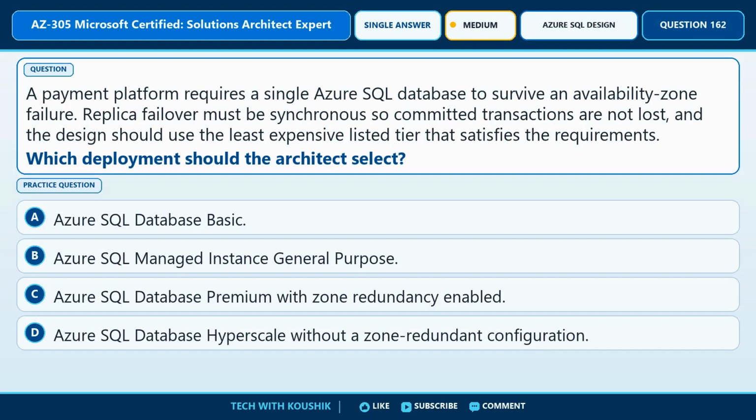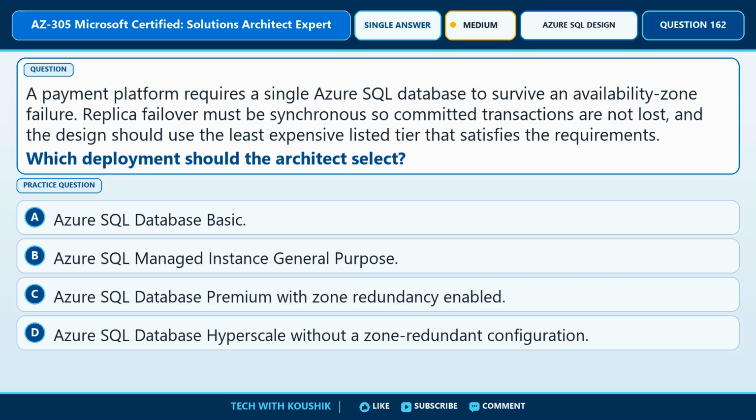Question number 162. The focus now shifts to Azure SQL design. Scenario. A payment platform requires a single Azure SQL database to survive an availability zone failure. Replica failover must be synchronous so committed transactions are not lost, and the design should use the least expensive listed tier that satisfies the requirements. Which deployment should the architect select?